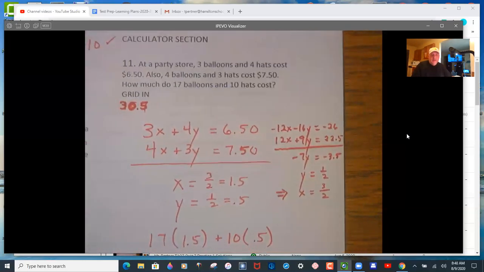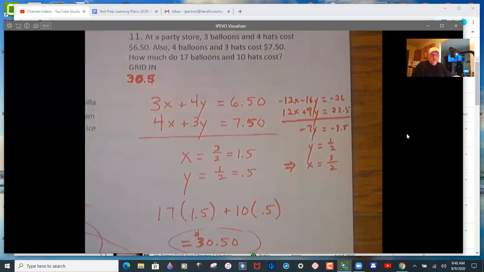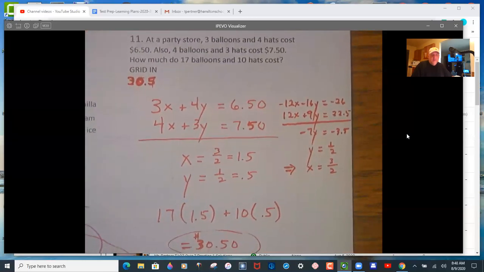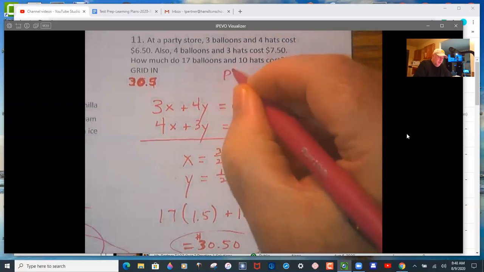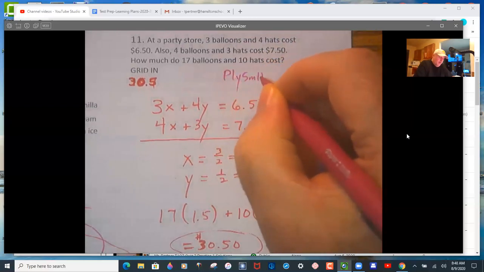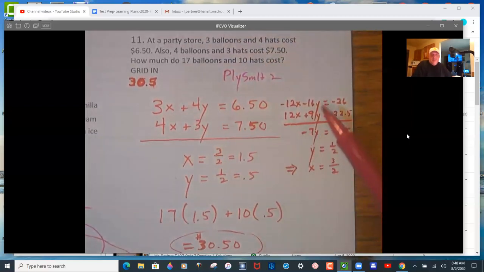Now we finally get to a calculator, which I wouldn't care if you used any of the apps that I've shown you, especially the PolySimult 2 app to do this. But you have to see the two sets of 3 values. Over here I did show the work way. I created opposites on the x by multiplying the top by negative 4 and the bottom by 3 and adding. And so 1 half is y, and then you get 3 halves for x.